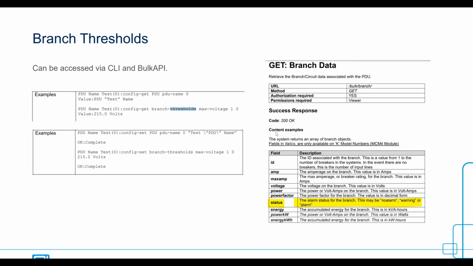We use the config get command. In this case, it is calling the branch threshold for the max voltage, and it provides back the value where that threshold is at. Similarly, if you want to set it up, you use a config set command, and it will show you when the changes are complete. From a bulk API perspective, we can also see the status for the branch thresholds. We can see if there's a no alarm, warning, or alarm status for that one.